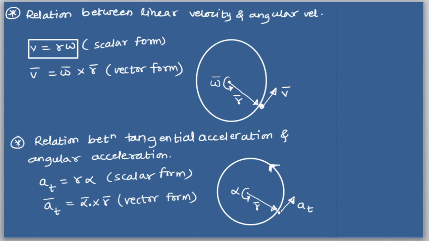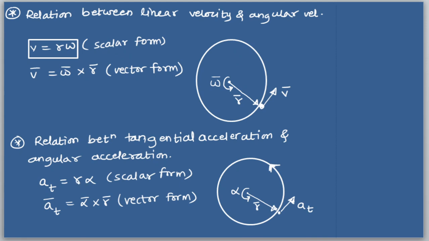Now what is the magnitude of the cross product? Alpha into r into sine 90. Why is the angle 90 between alpha bar and r bar? You can identify this. Alpha bar is coming out of the board. It is an anti-clockwise vector. It is an axial vector. Alpha bar is coming out of the board and r bar is lying in the board. So the angle between alpha bar and r bar will be 90. Okay, so alpha into r into sine 90. Sine 90 is 1. So alpha into r. Sequence does not matter if you are writing the magnitude.